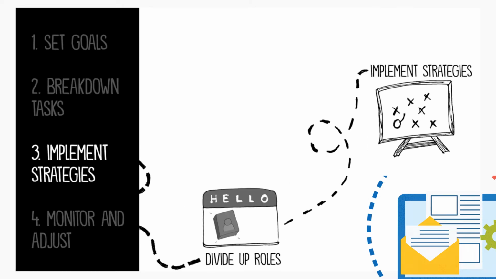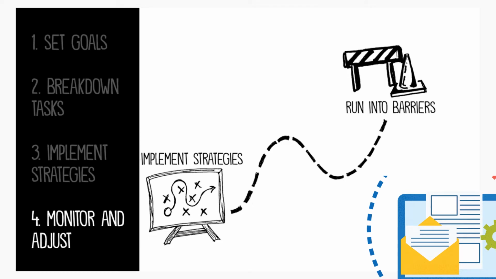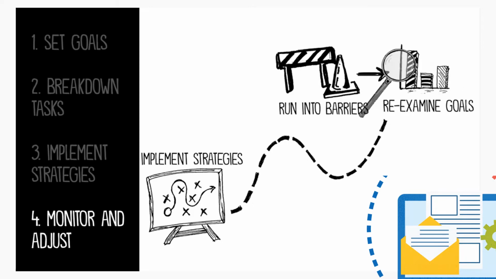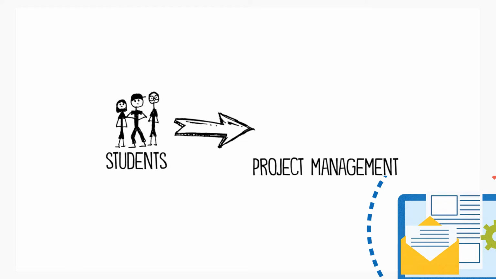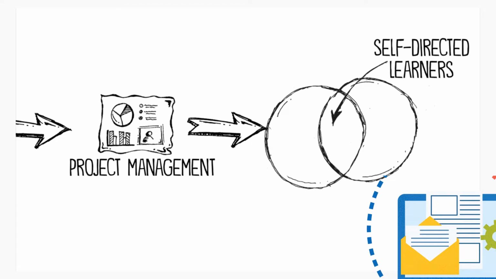Next, you choose and implement specific strategies. And as this occurs, you begin to monitor your progress. You'll likely run into barriers, which will force you to problem solve and experiment. You might even need to pivot and re-examine your original goals. Now, when students learn the project management process, they grow into self-directed learners capable of being self-starters and self-managers.